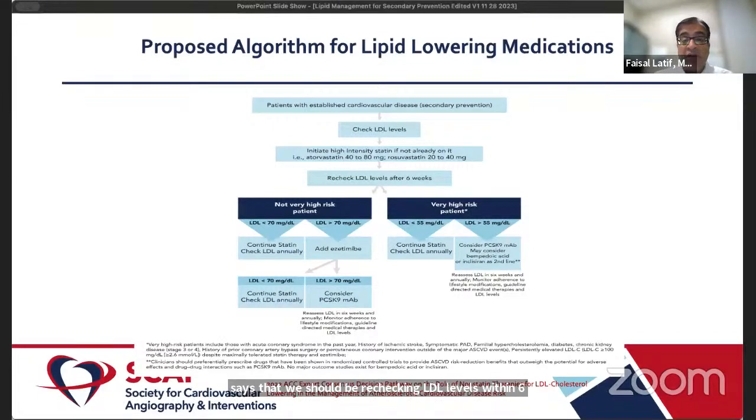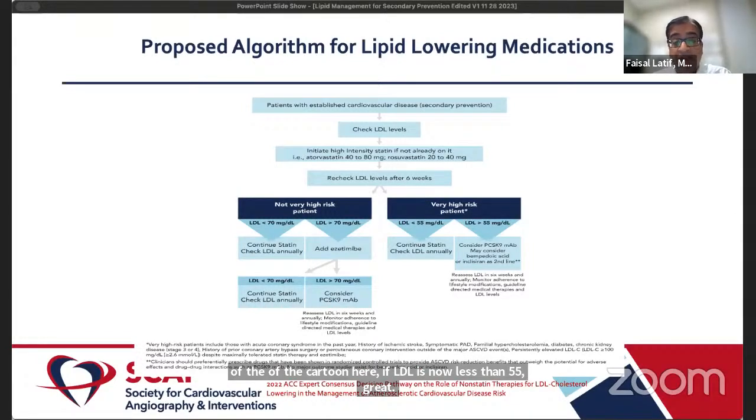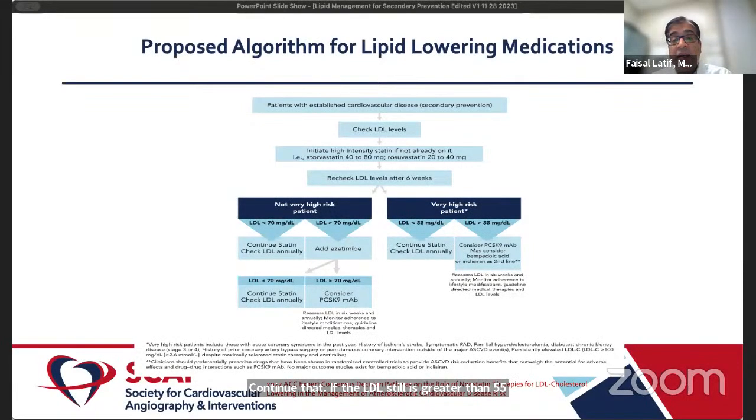In patients who are at very high risk, to the right side of the cartoon here, if LDL is now less than 55, great, continue that. If the LDL still is greater than 55 at 6 weeks, then consider adding a PCSK9 antibody, or you could even consider bempedoic acid or inclisiran as a second-line therapy.